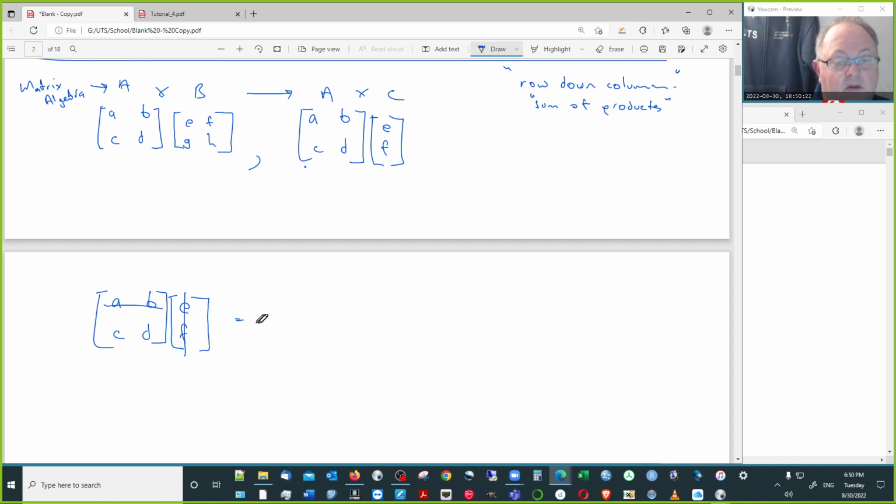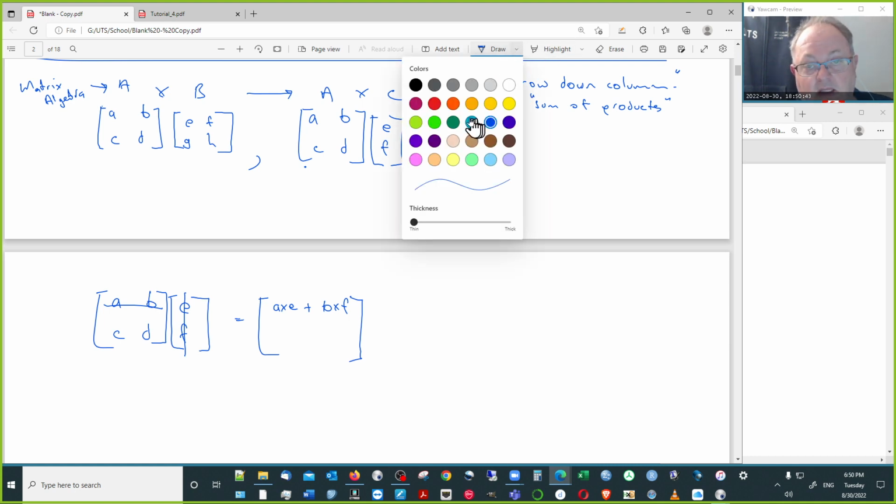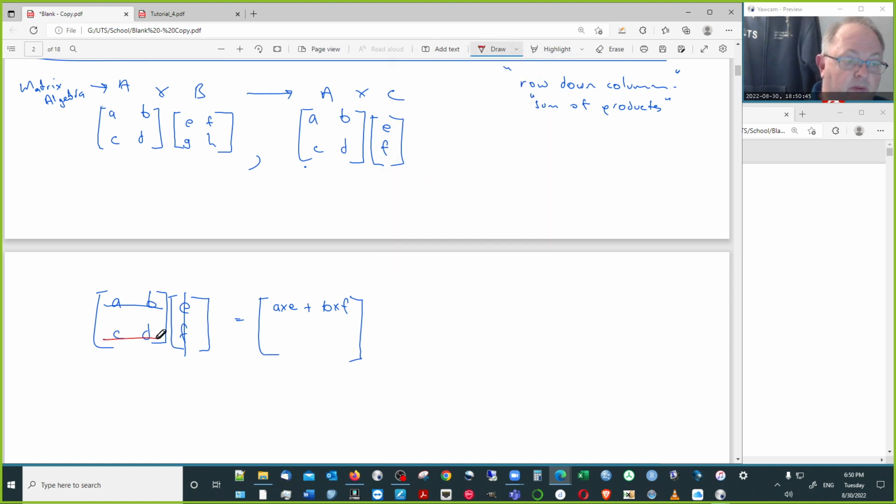Okay? So what we would get is A times E, sum of products, plus B times F. And that would be our first placeholder. For the second part, we would go row down column. So we would have C times E plus D times F. And so that would be the sum of products for that in its entirety.